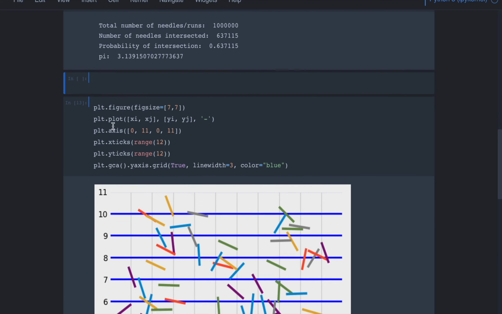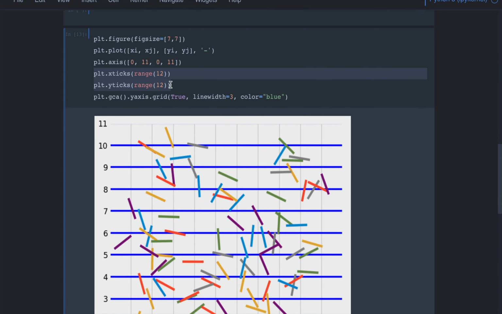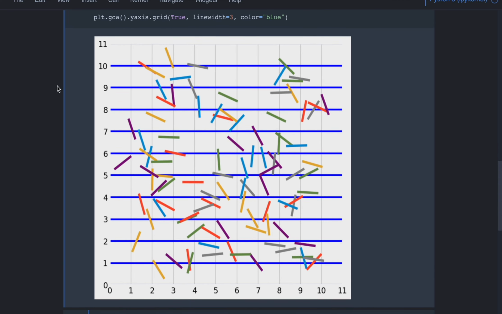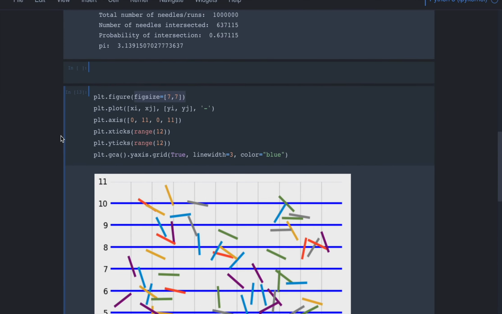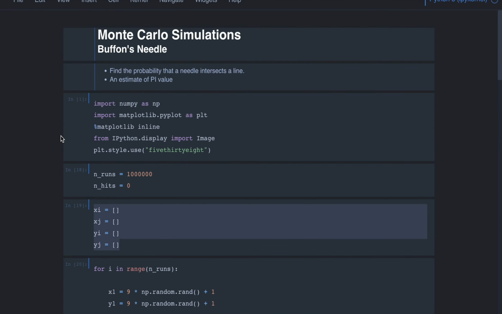And here all we are doing is simply making this grid, these horizontal lines, and we are plotting the x and y values. Here, for the plot layout, we choose a square layout so that we can see it clearly. All right, that's it for this video.